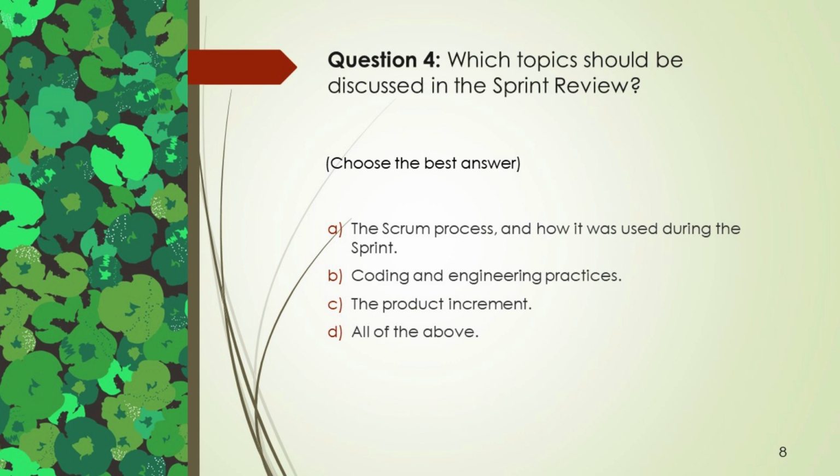Question 4. Which topics should be discussed in the sprint review? Choose the best answer. A. The Scrum process, and how it was used during the sprint. B. Coding and engineering practices. C. The product increment. D. All of the above. Best answer, C. The product increment is the best answer.